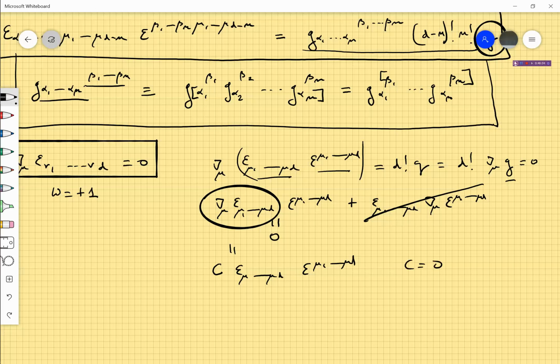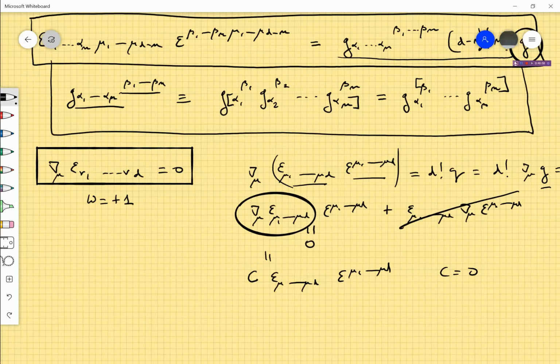This is an alternative way, a bit cheap if you want, but you get the same. If you want to do some more exercise, you should try to prove this property using directly the definition of the covariant derivative of epsilon.